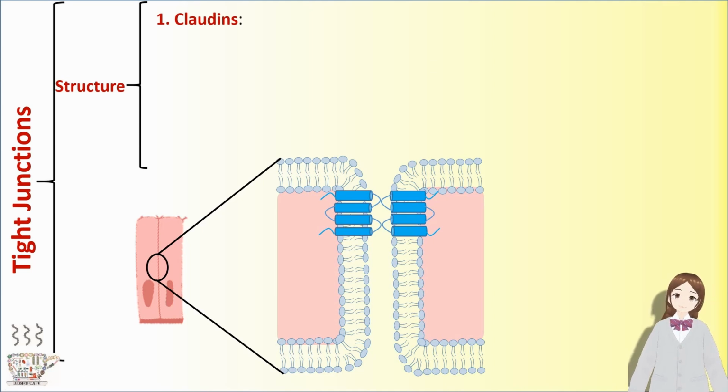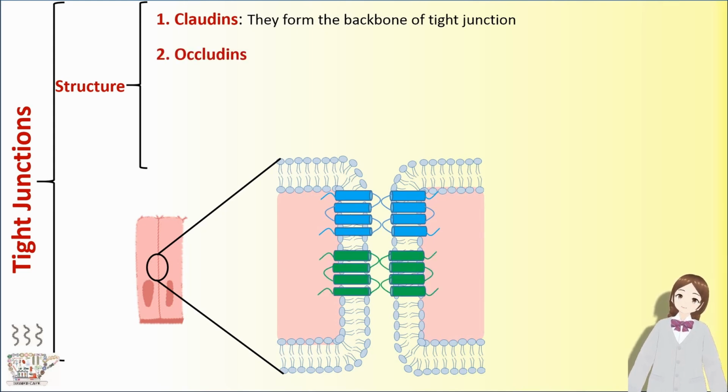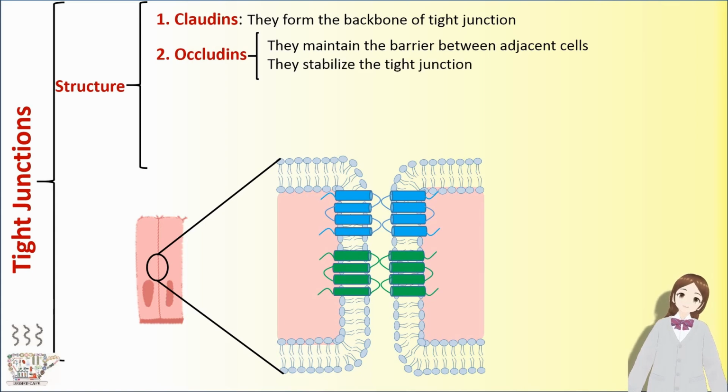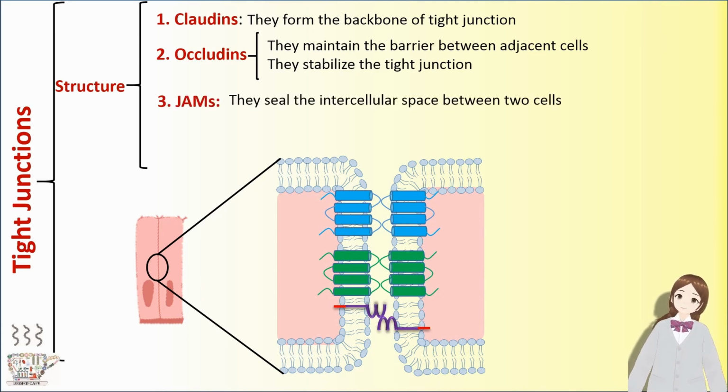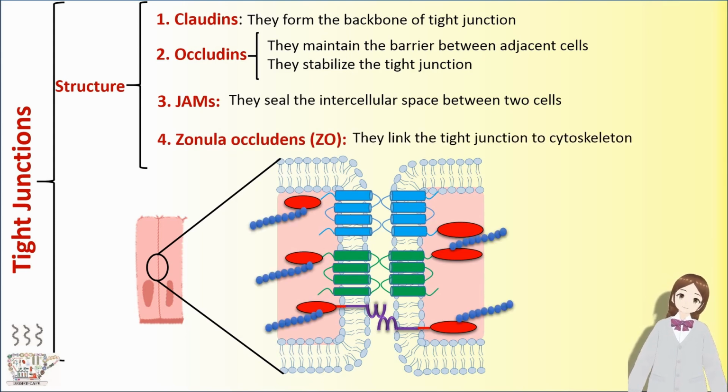The first part is claudins. They form the backbone of tight junction. The second part is occludins. They maintain the barrier between adjacent cells and stabilize the tight junction. The third part is jambs. They seal the intracellular space between two cells. And the last part is zonular occludens, or ZO. They link the tight junction to cytoskeleton.